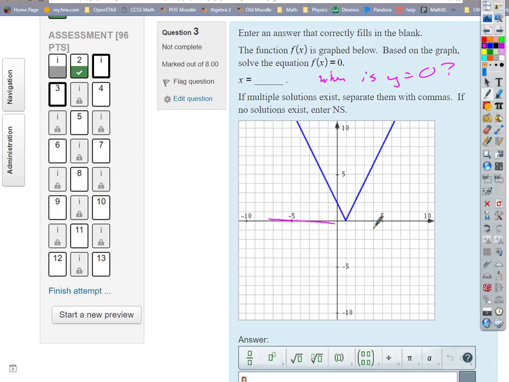Well, y equals 0 is just that line right there. Is there an intersection with the graph? Right there at the point (1, 0). So what's our answer? Well, just 1. We just want the x value, right? So when y is 0, x is 1. There's only one solution for that one.